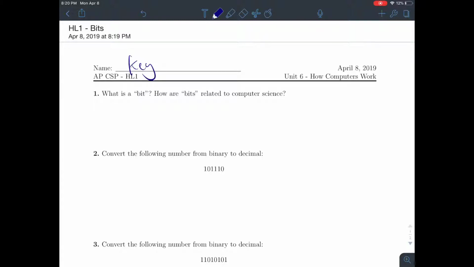So what is a bit? How are bits related to computer science? A bit is the most fundamental unit of information. It is either a 1 or a 0. In computer science, we use bits to represent all information. So movies, images, text, numbers. Every single thing your computer does is a bit. Even actions on your computer are represented using ones or zeros.